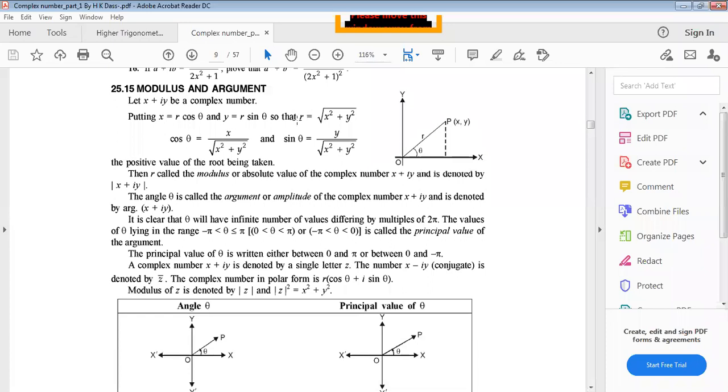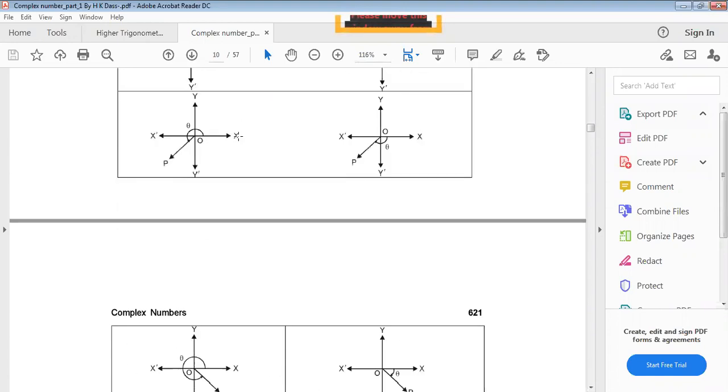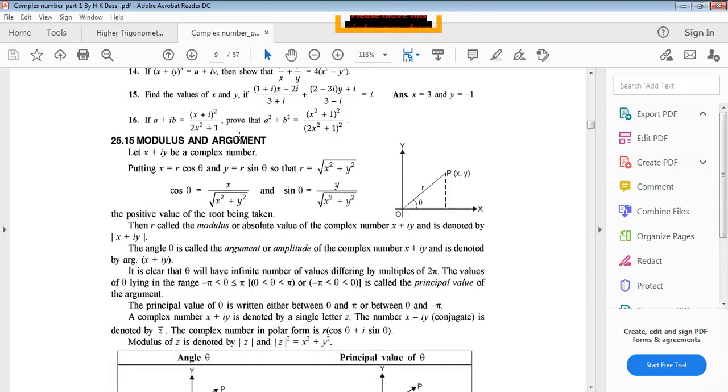Now putting this r, we get cos θ = x/√(x² + y²), and sin θ equals this. Now sin θ by cos θ equals tan θ. Then the angle equals tan⁻¹(y/x). Tan⁻¹(y/x) is called the argument. Understand? This angle θ is called the argument or amplitude.